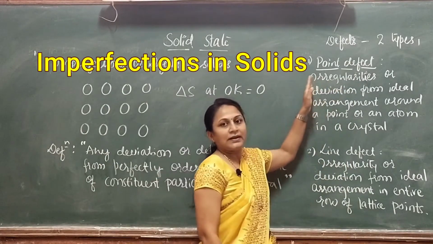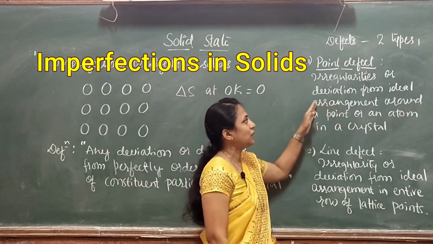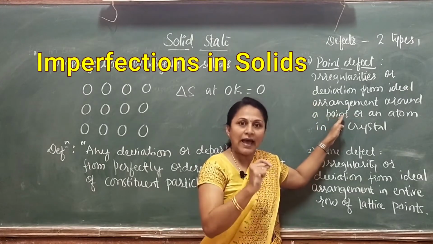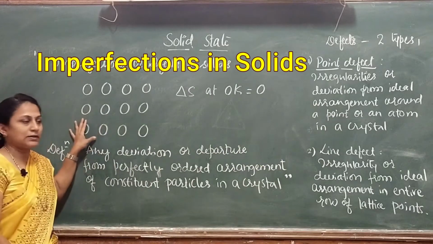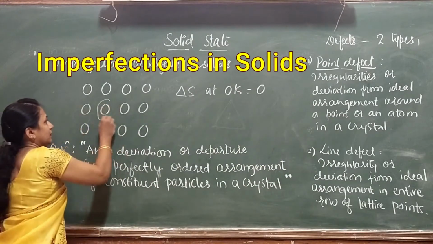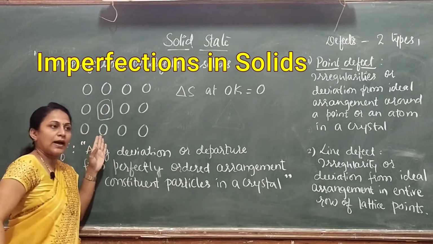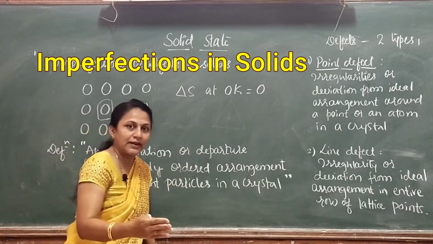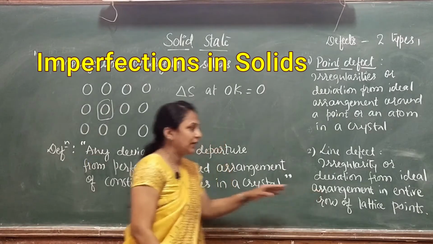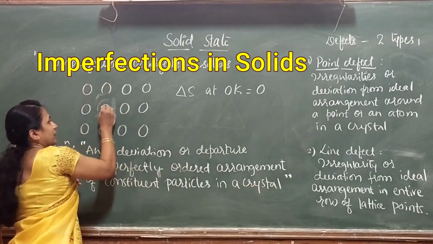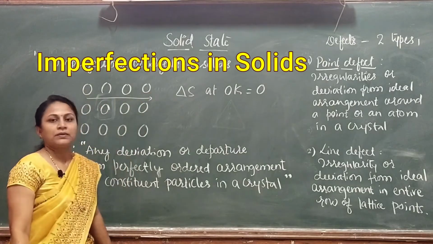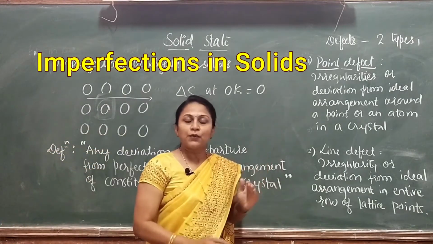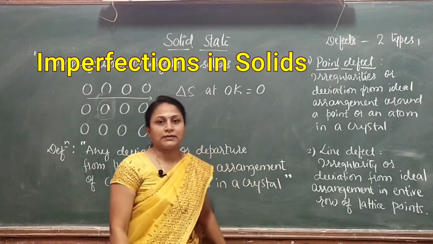Here in point defect, it is irregularity or deviation from ideal arrangement around a single point or an atom. If you consider this as a crystal, irregularity around a point, only one single point or an atom, then it is known as a point defect. Whereas a line defect is irregularity or deviation from ideal arrangement in entire row of lattice points. Here in this chapter, we shall focus our study only on the point defects.